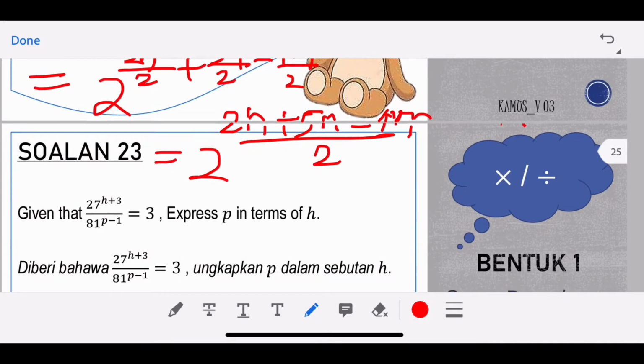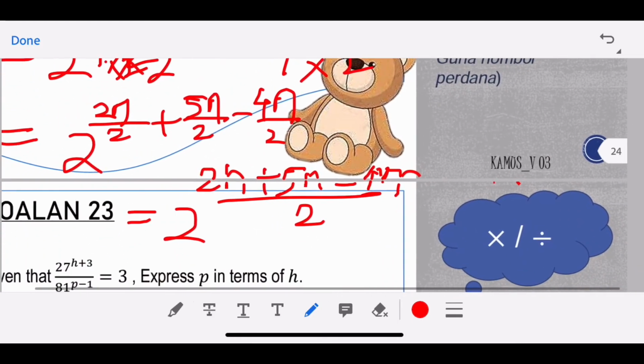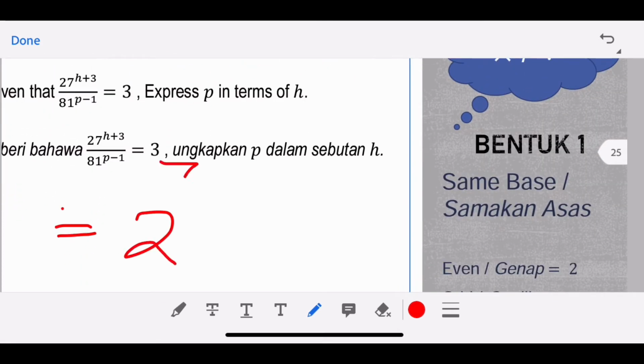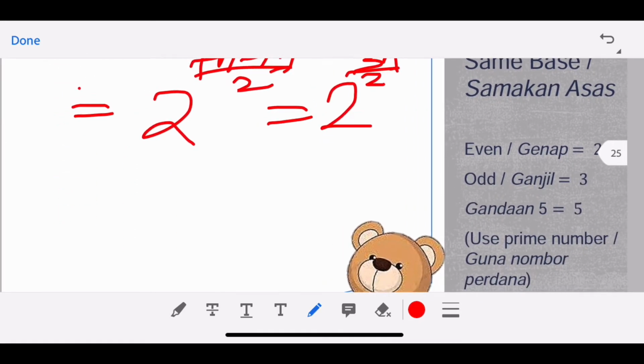So I have 2 to the power of 7n minus 4n, right, which is 3n. So I have 2 to the power of 3n over 2, since 7n minus 4n is 3n over 2, right? Right, now we need to find the value.